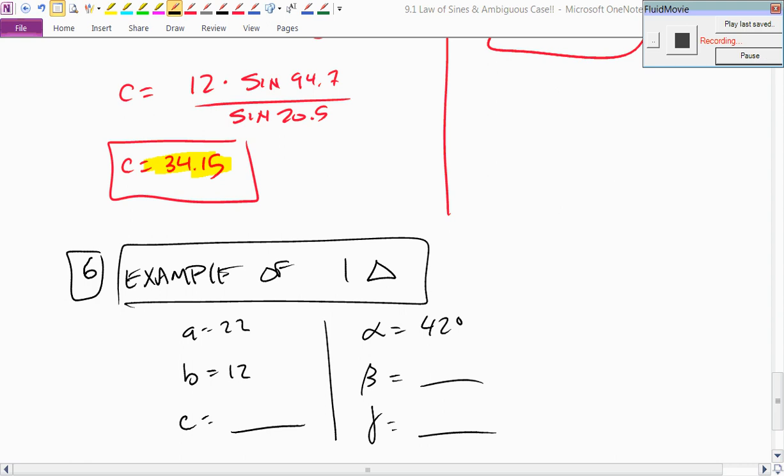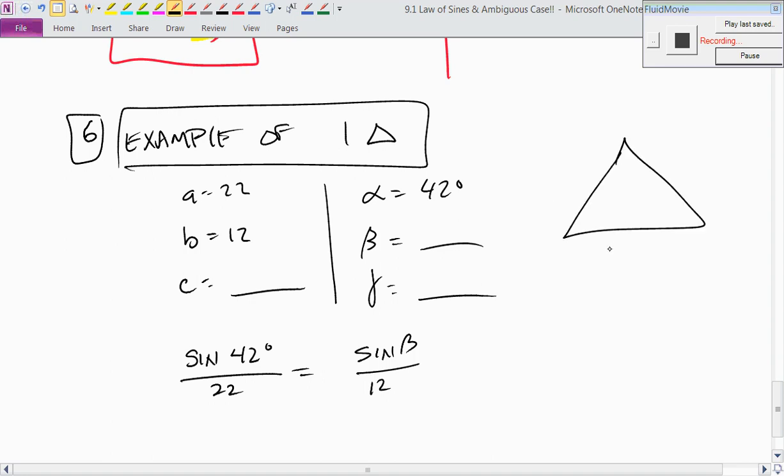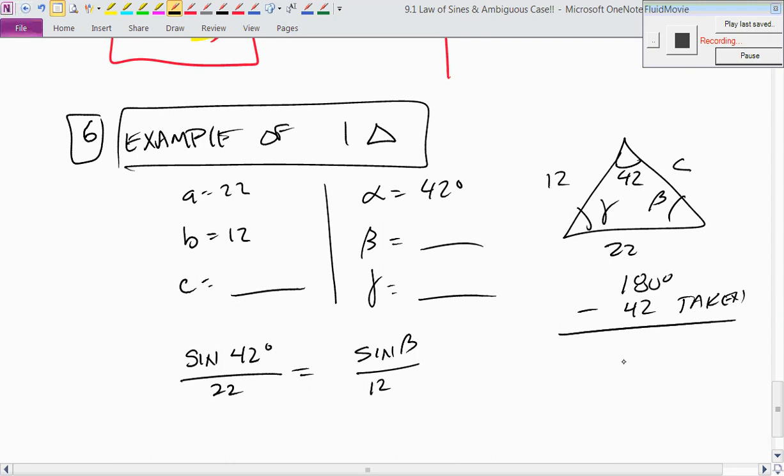Here's the setup. We're going to say, all right, well, the sine of 42 degrees divided by 22 equals the sine of beta divided by 12. So before we begin, here's my triangle. Here is 22. Here's 42. Here's 12. Here's beta. Here is C. Here is lambda. So 180 degrees total minus 42 that's already taken leaves me with a grand total of 138 degrees left over.